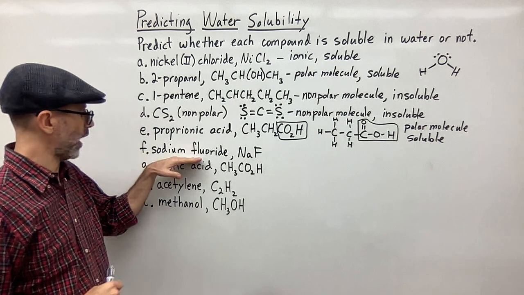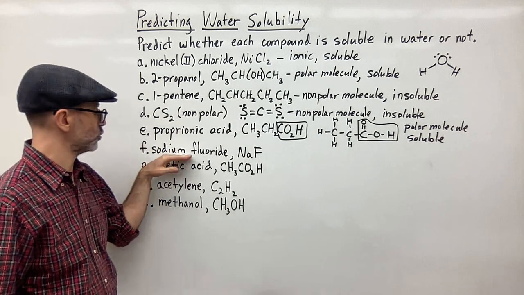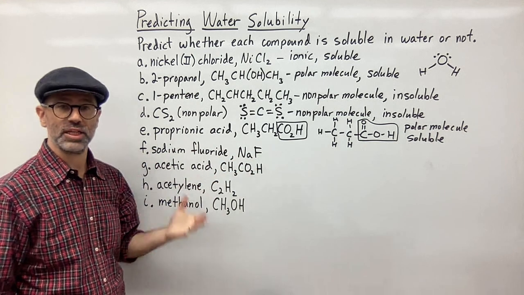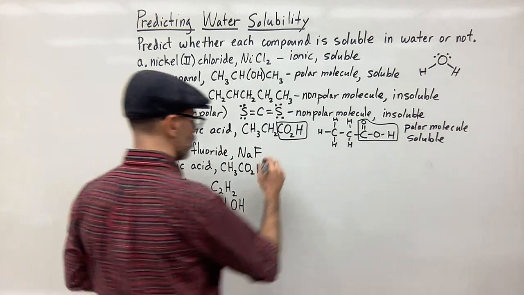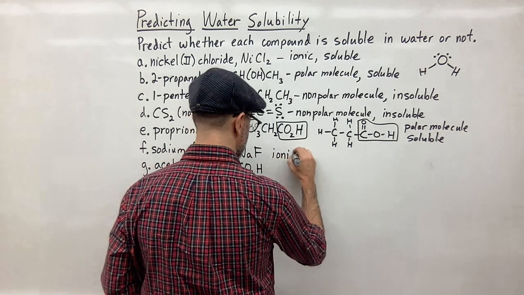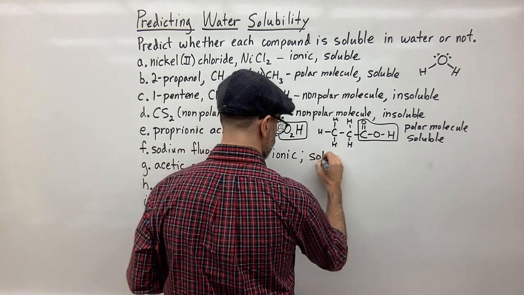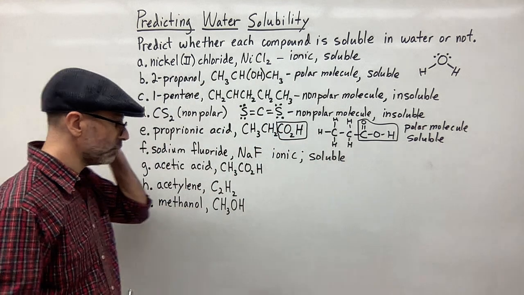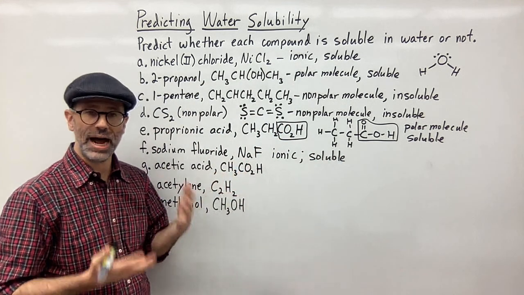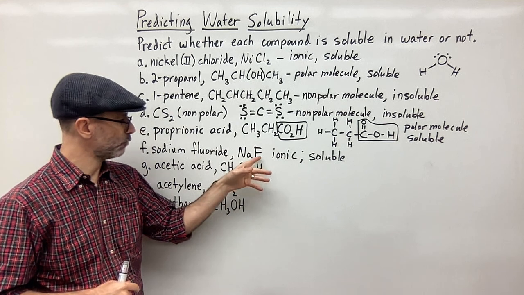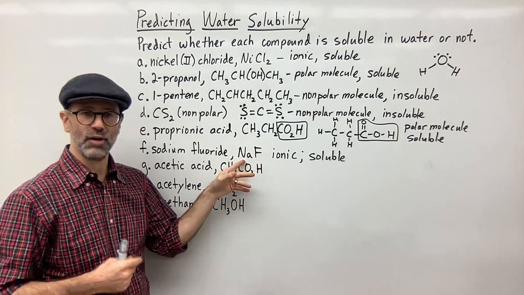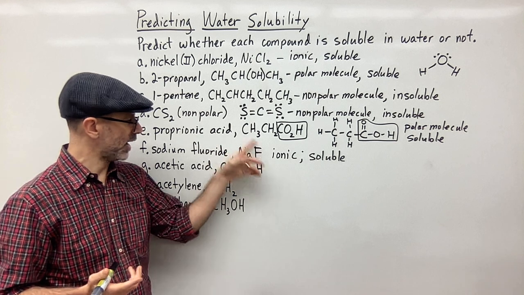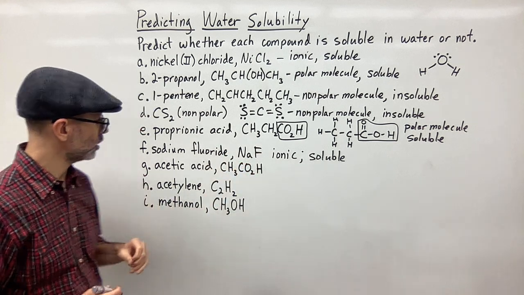Next, we have sodium fluoride. So just like the nickel 2 chloride, sodium fluoride is an ionic compound. We have a metal and a nonmetal. So we would expect that to be soluble. So this is ionic and therefore soluble. And again, there are salts that are not soluble, but this is not one of them. We have fluoride with this halogen. We have a group 1 metal. Those are always soluble in water. So this ionic substance is going to be soluble in water.